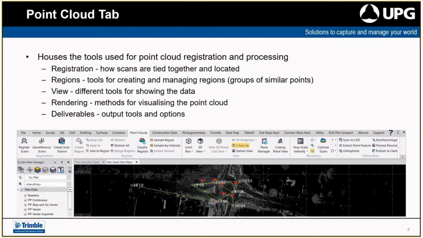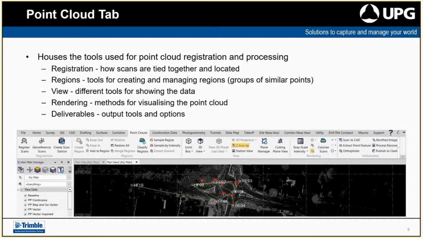Keep going along, we've got the rendering grouping. The rendering grouping is looking at how we visualize the points. You can change the color of the points depending on different presets, so we'll look at the different types of presets that there are. You can colorize scans. Colorizing scans is the step of putting true color against the scans if photos were taken out in the field.